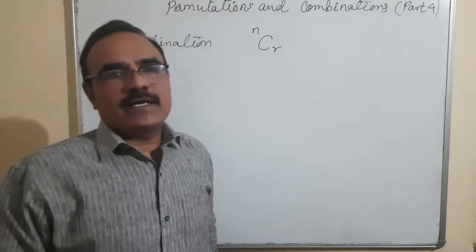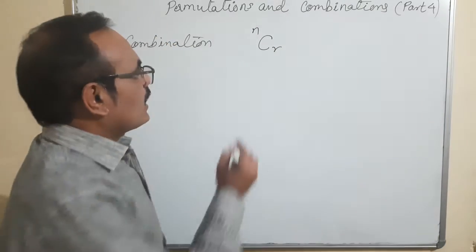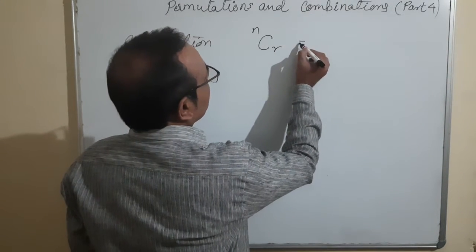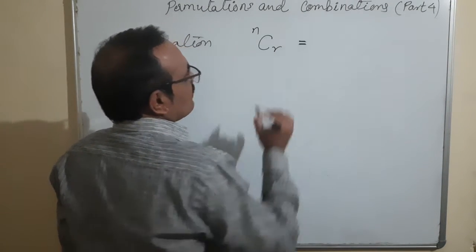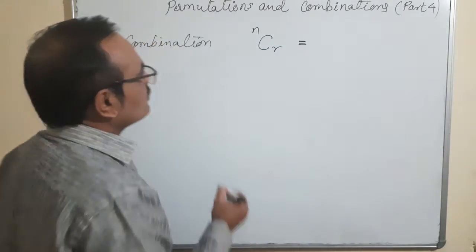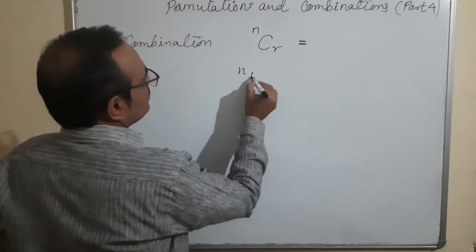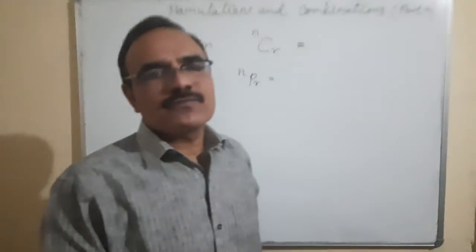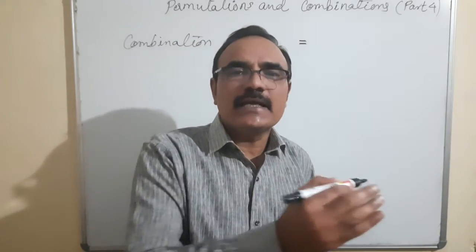So nCr, what does it mean? Simply r objects selected from n. But before going there, first let me tell you about the permutation. nPr, what does it mean? The meaning is r objects are to be selected first out of n objects and then rearranged.